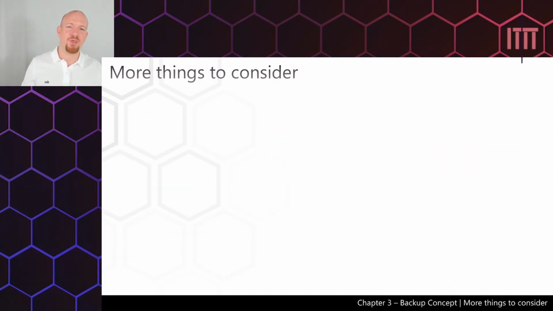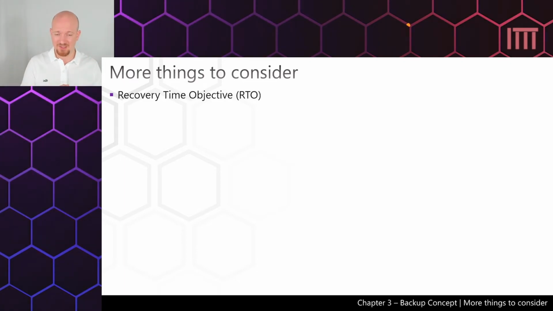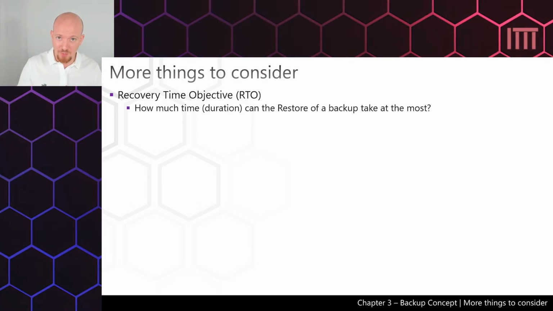There are some more things to consider when defining backups. For example, the recovery time objective. So what does this mean? That means how much time, the duration, can the restore of a backup take at the most. So you have to discuss this with your customer. If this is a critical system, usually even 1 hour of downtime is unacceptable. So you have to scale your backup, the performance of your backup storage, the method of your backup, the performance of your backup agents to suit the expectations.